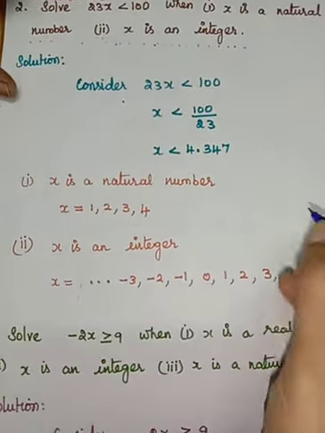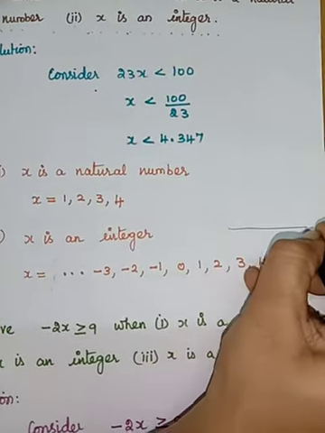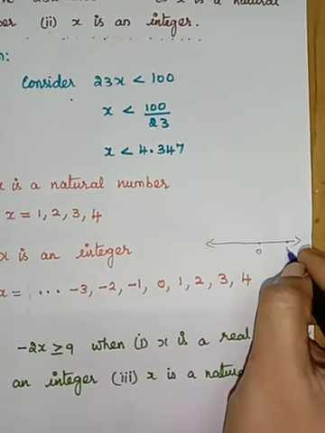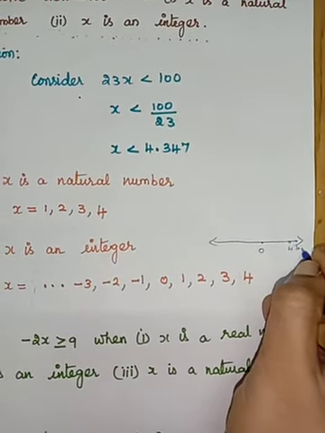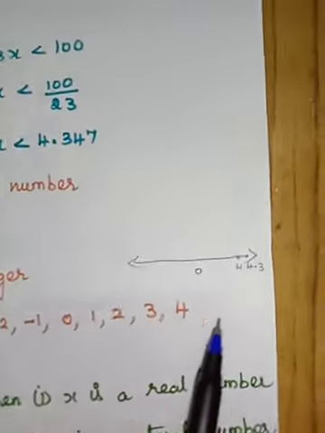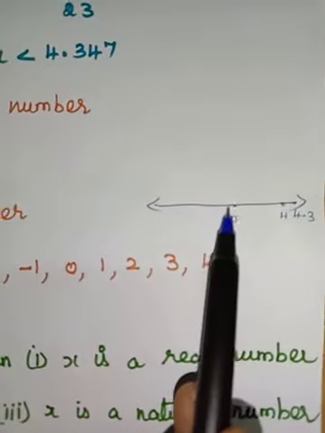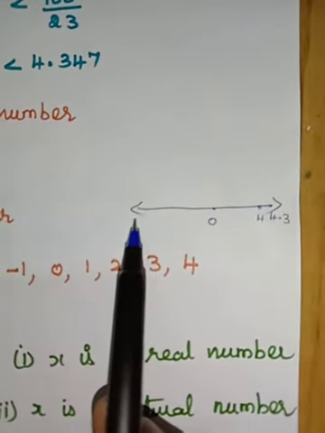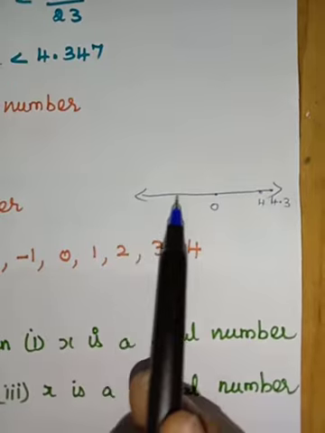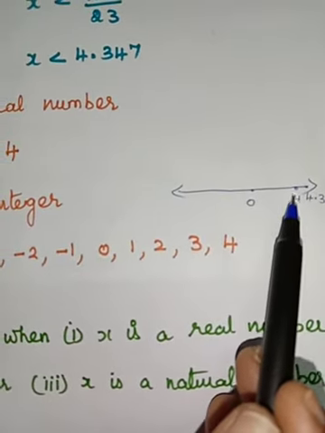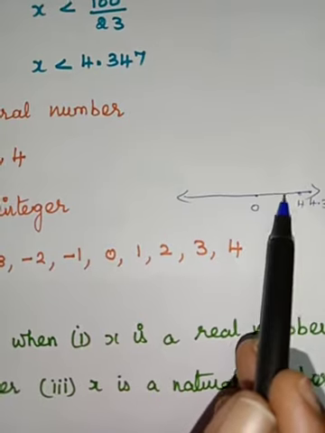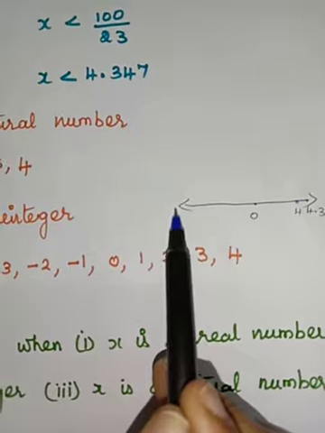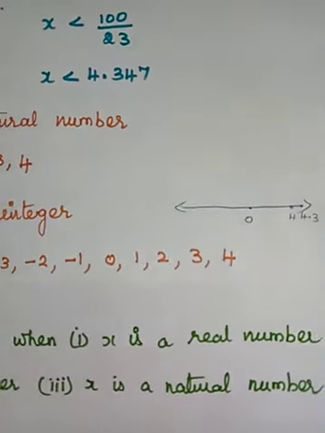Suppose in a number line, if you consider, here the origin is 0. Here it is your 4. Next number I'll take 4.3. Okay, x is less than 4.3 means you have to write the left side of 4.3, but you have to write the integer numbers. So fraction numbers you should not write. So starting from 4, 3, 2, 1, 0 and the negative numbers. So these are the solution of x.